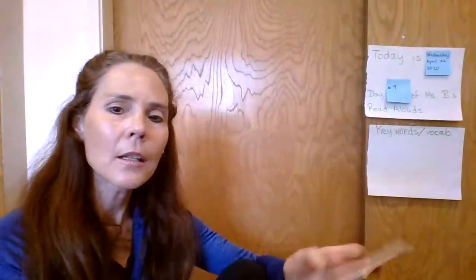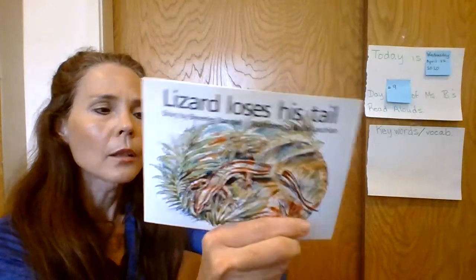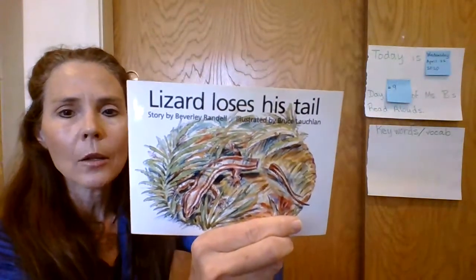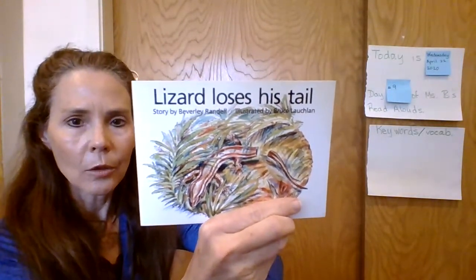So that's the end of our story called Lizard Loses His Tail, Level D, and these books are called PM Storybooks, and these are books that I use with my reading recovery and intervention students.